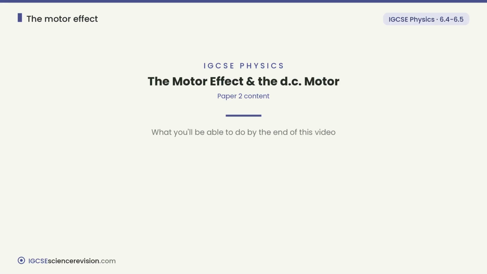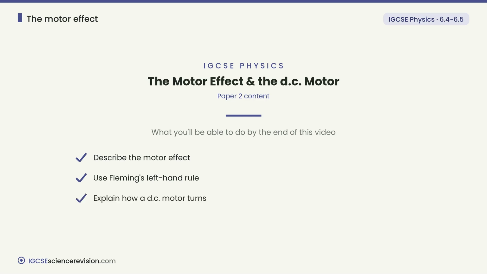In this video, we'll look at the motor effect and the DC motor. This is Paper 2 content for IGCSE Physics. By the end, you'll be able to do three things. First, describe the motor effect. Second, use Fleming's left-hand rule. And third, explain how a DC motor turns.